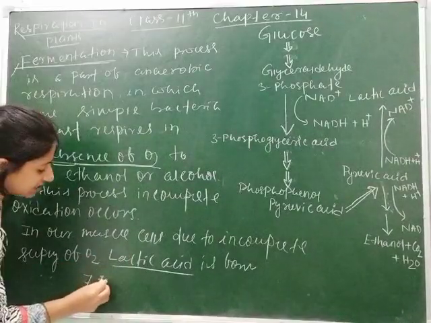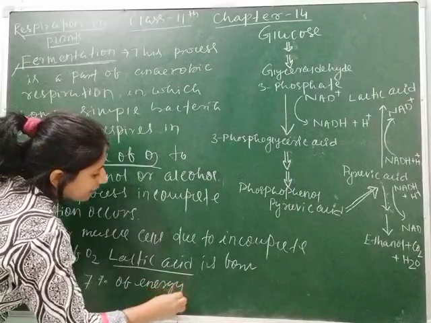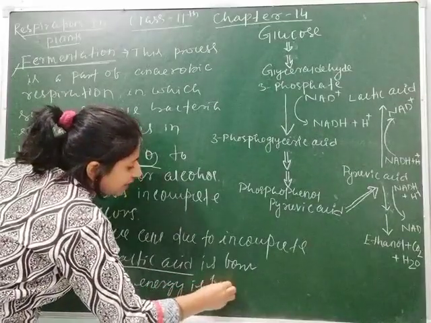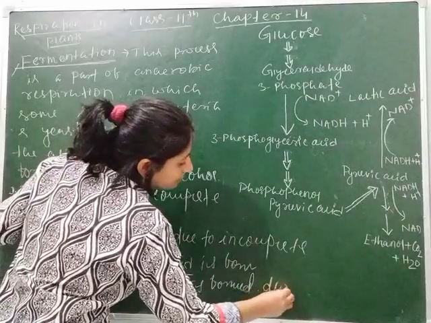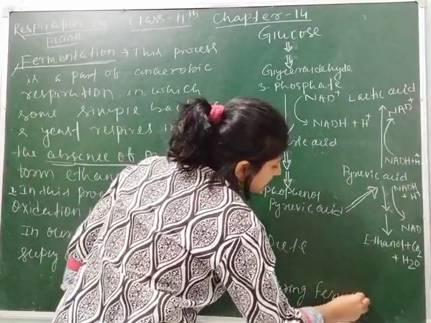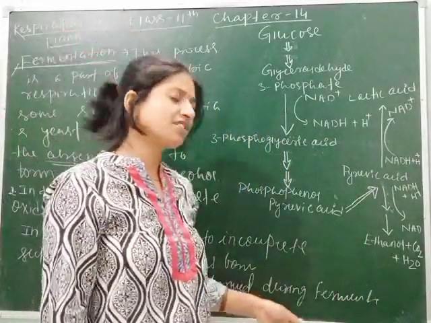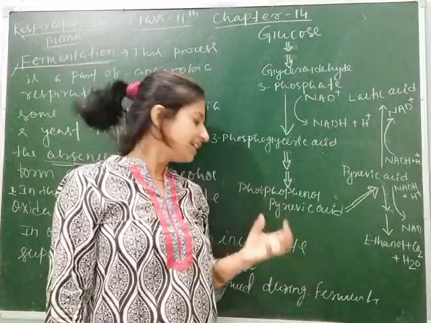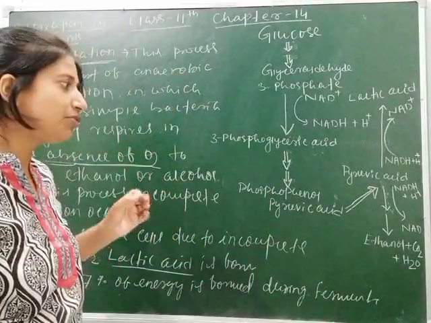Only about 7% of energy is released during fermentation. This is important, 7% of energy is formed during fermentation. Why? Because the oxygen supply is not sufficient, so the amount of energy in the form of ATP produced is less.